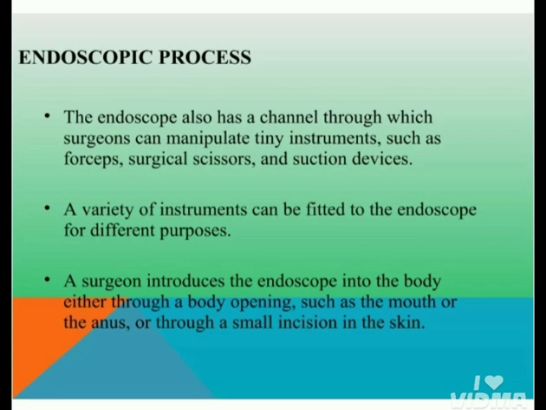Then the endoscopic process. The endoscope also has a channel through which surgeons can manipulate tiny instruments such as forceps, surgical scissors, and suction devices. A variety of instruments can be fitted to the endoscope for different purposes. A surgeon introduces the endoscope into the body either through a body opening such as the mouth or anus, or through a small incision in the skin.